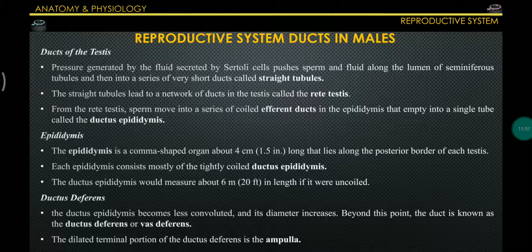The epididymis helps in the storage of sperm cells, where maturation of sperm cells occurs, or sometimes capacitation of sperm cells occurs. The ductus deferens is also called the vas deferens, which is the duct coming out of the ductus epididymis. The enlarged portion where the ductus deferens leaves the epididymis is called the ampulla.